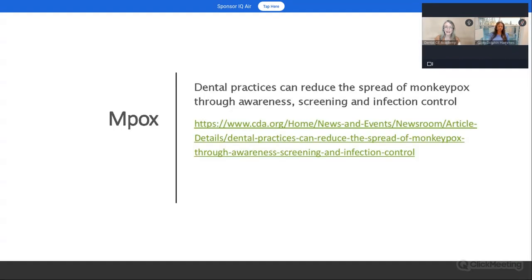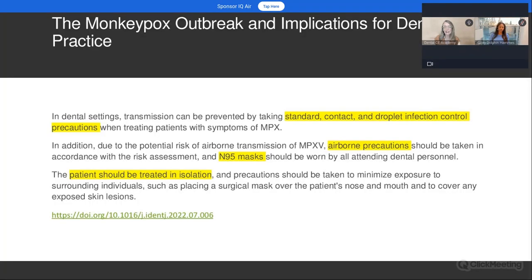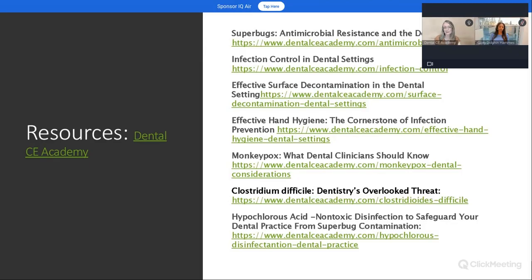And MPOX, dental practices can reduce the spread of MPOX through awareness screening, infection control, and certainly through aerosol management, aerosol cleaning the air, because the respiratory spread exists for MPOX as well as skin-to-skin contact.